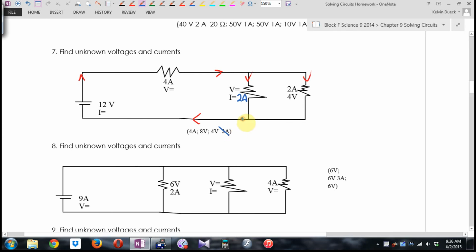So how many amps right here? Right here? 4. How many amps right here? I can cross out that.